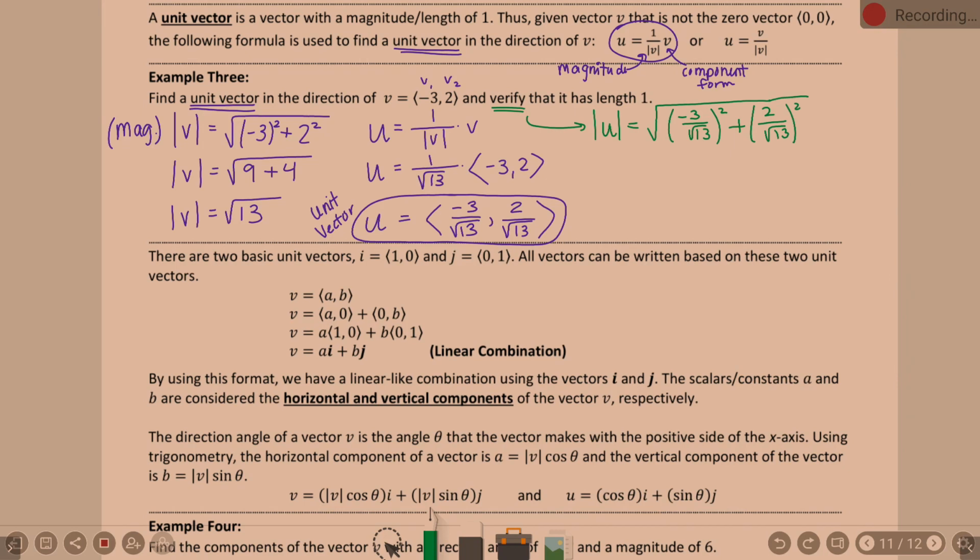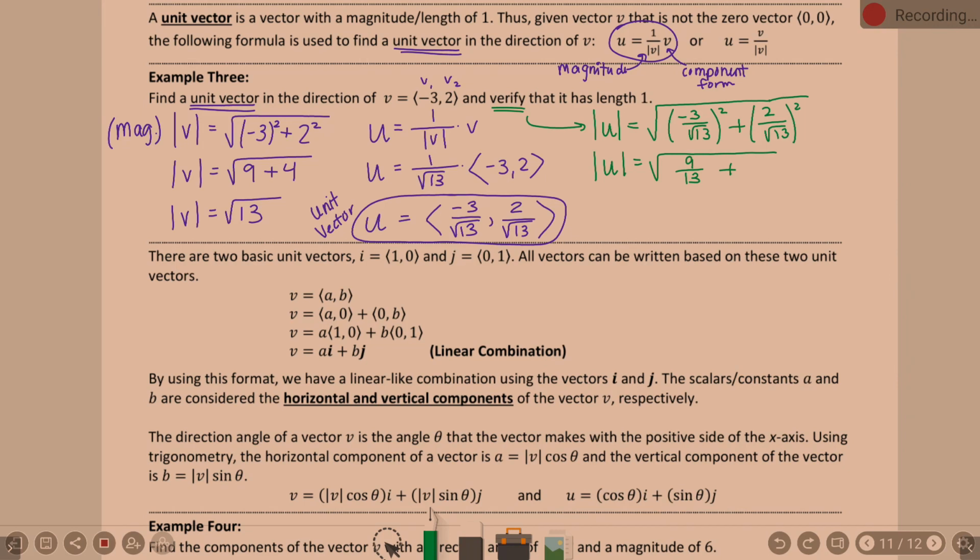Now, the math is good here, folks. We have to square each of these. -3 over the square root of 13 squared. Well, what is -3 squared? 9. What is the square root of 13 squared? 13. So this first fraction is 9/13 plus, now it's 2 over the square root of 13 squared.